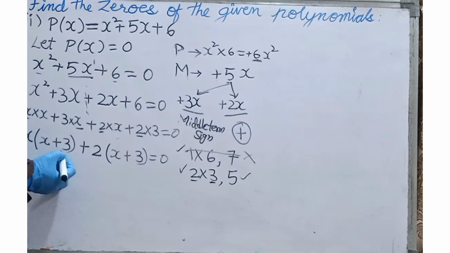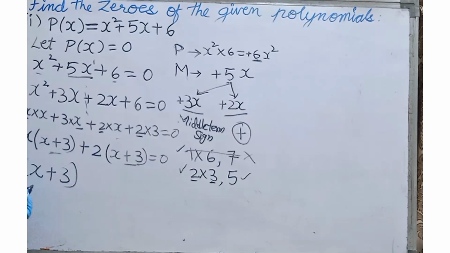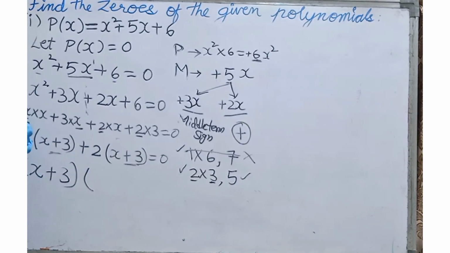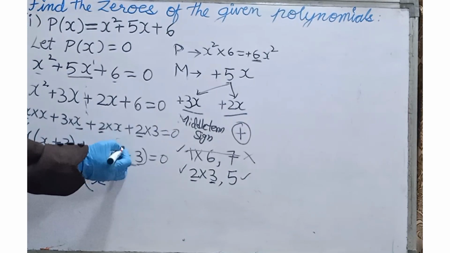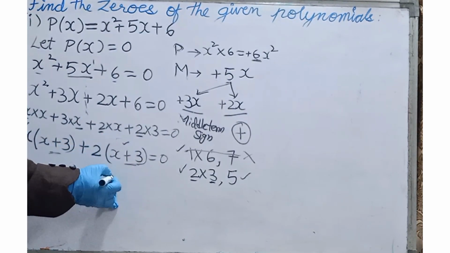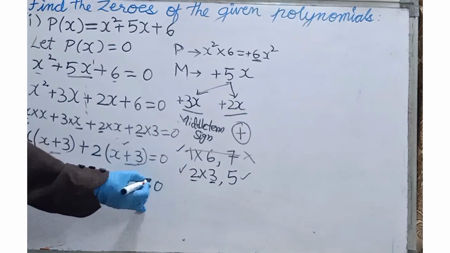So here also I got x plus 3, here also x plus 3. So again I can take x plus 3 common. When I take x plus 3 common, what is left here? x is left, so that x we will write here. Here also x plus 3 is taken out, so what is left? Plus 2. So we'll write that here, which is equal to 0.